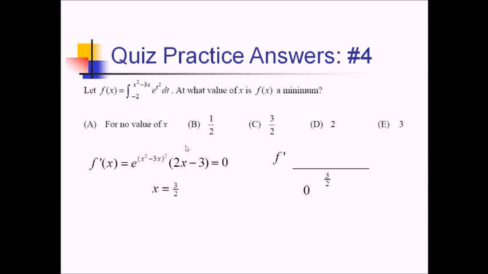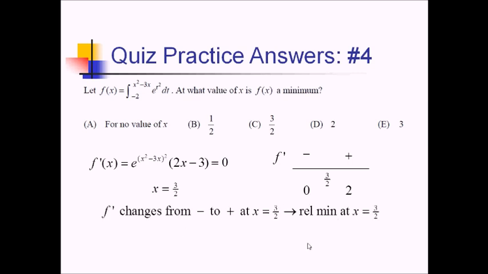If I plug in 0, I end up with negative 3, which is negative. And now something bigger than 3 halves, like 2. If I plug 2 in here, well, that's 4 minus 3. That comes out positive. So pretty easy sign analysis if you disregard this e term. So since f prime is changing from negative to positive at 3 halves, that tells us we have a relative minimum at x equals 3 halves.